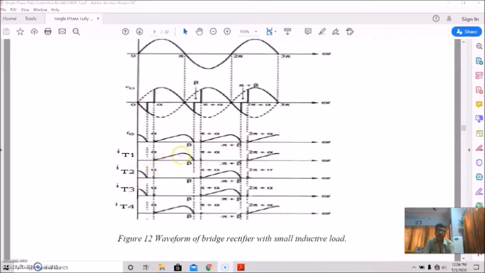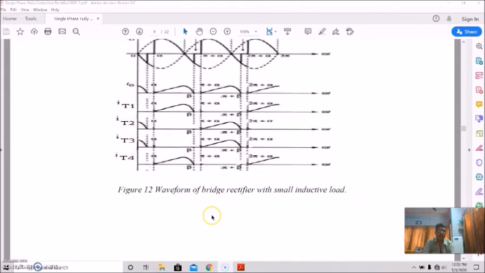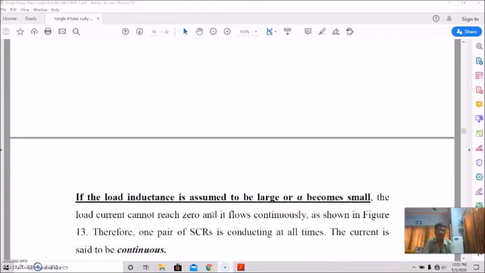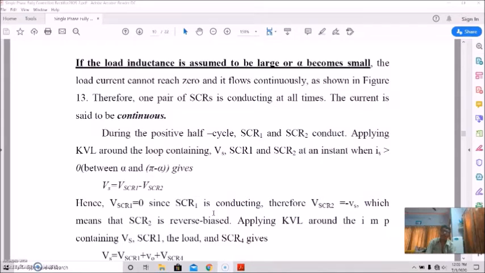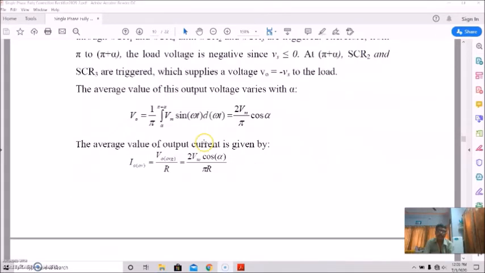This is the current through thyristor 1, IT1, and this is for IT2, IT3, and this is IT4. So continuous conduction will be possible. Now if the load inductance is assumed to be high or large, then the firing angle alpha is small, so the load current cannot reach zero and it flows continuously. This is shown in this figure.